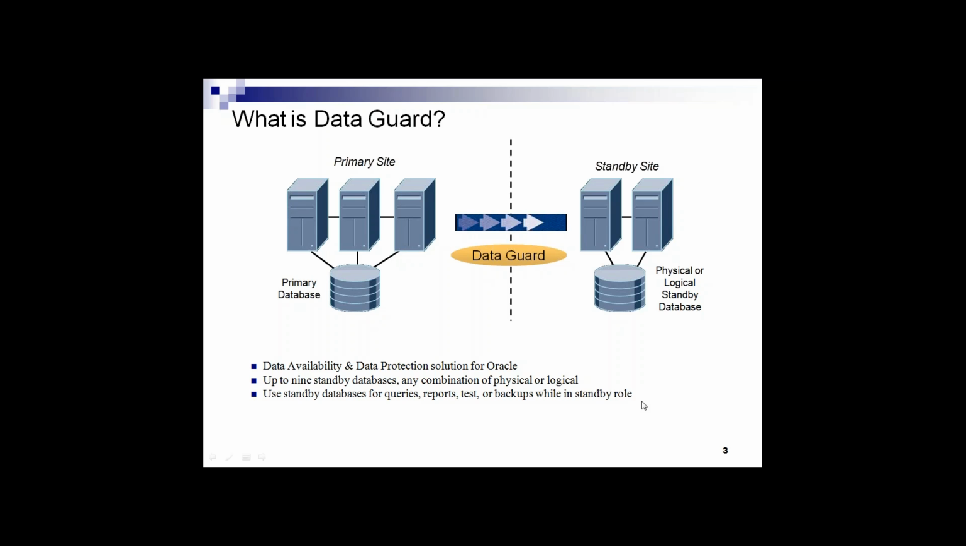Suppose we have a primary site at Delhi and a standby site at Chennai, two sites in different locations. Whatever changes happen at the primary site will automatically get reflected at the standby site. How many standby databases can we configure? In 11G, I think we can configure more than 20 standby databases. This is a little bit of an old slide.